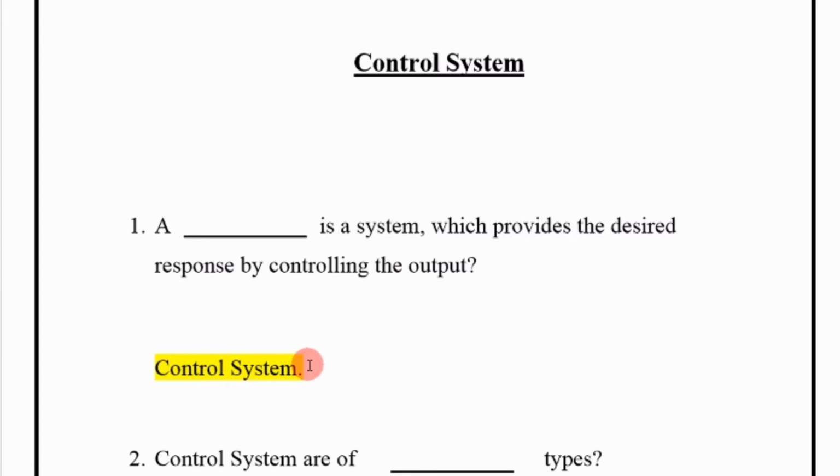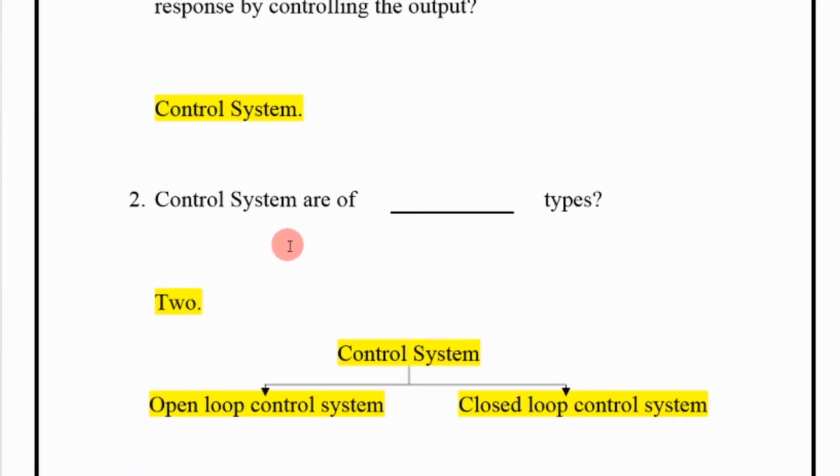Next, control systems are of two types: open loop control system and closed loop control system.